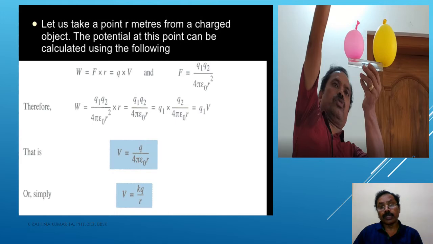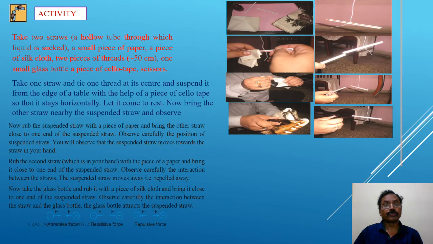Work done is given as q square by 4 pi epsilon naught r square. When it is cancelled, the remaining equation will be q by 4 pi epsilon naught r, or otherwise V is equal to kq by r. Let's see the further equation to clarify again.